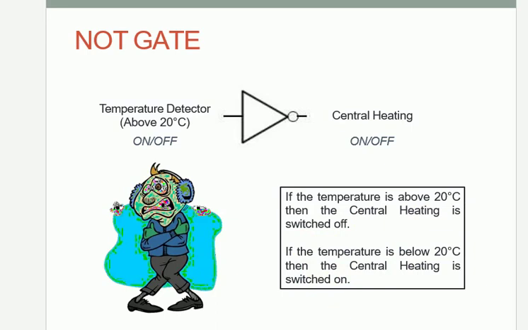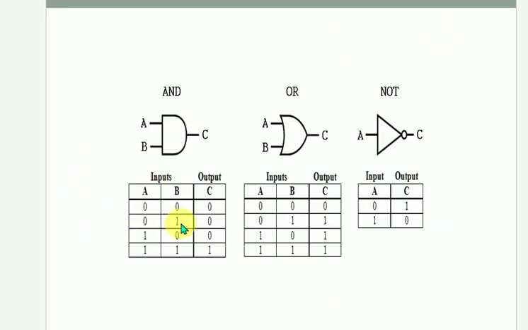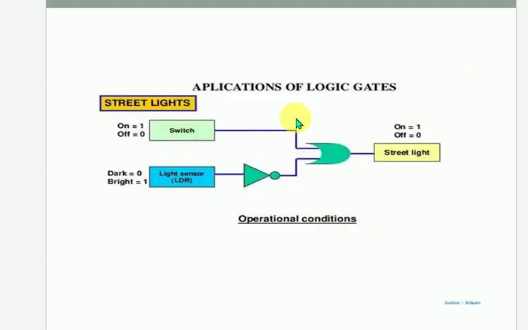Now we can easily understand through the truth table of the NOT gate, where if the input is 0, then the output is 1, and if 1, then the output is 0. Another application of logic gates: suppose a switch and a light sensor, where the light sensor is applied to a NOT gate and the switch input is applied, both inputs apply on the OR gate, then the output will be the light being on 1 or off 0.